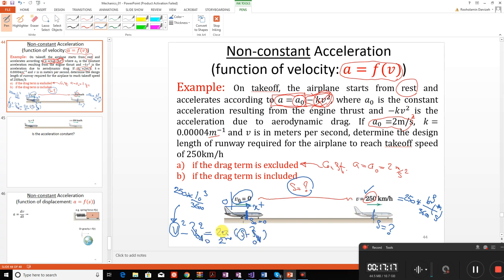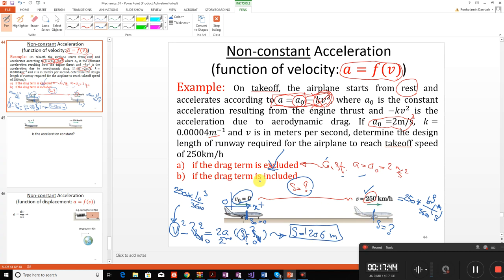Then here everything is known except s. From this one, if you calculate, your s is 1206. The unit is meters. This is the solution of part A when your acceleration is constant.